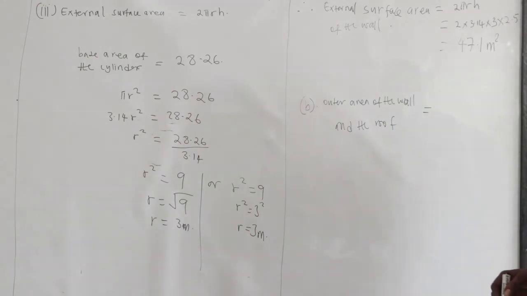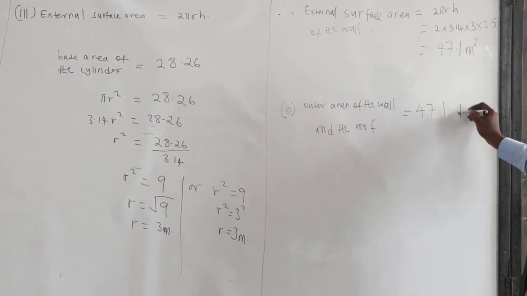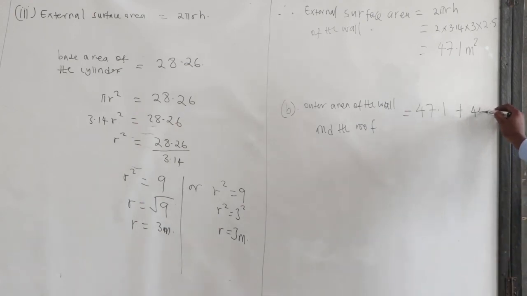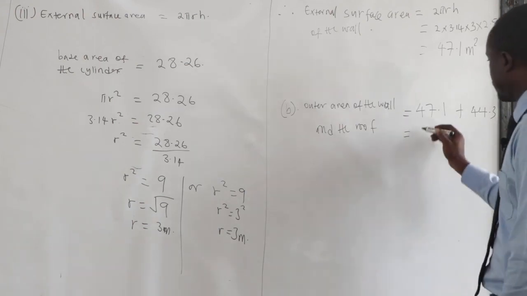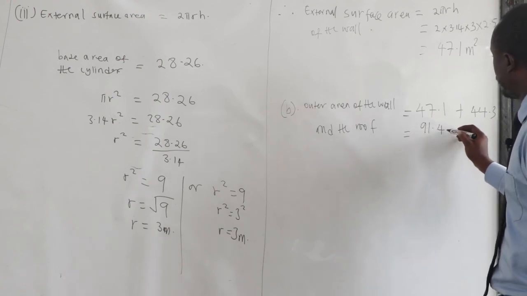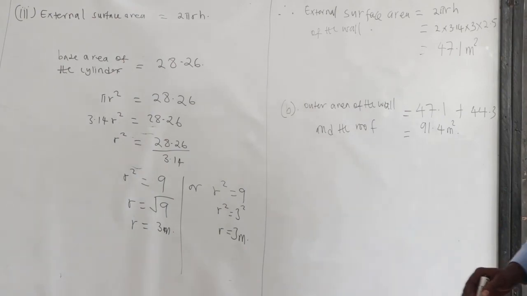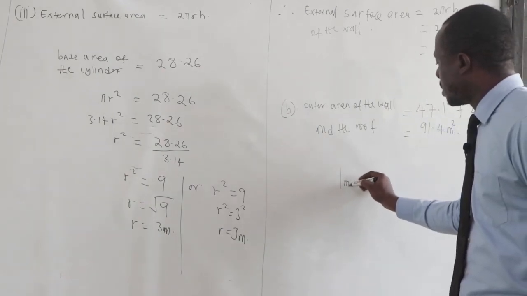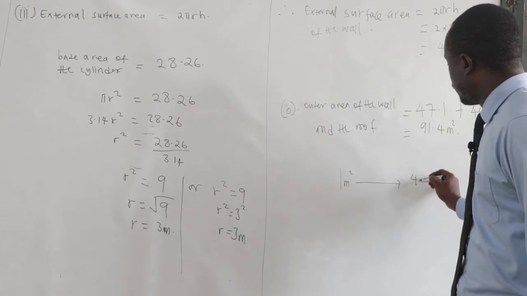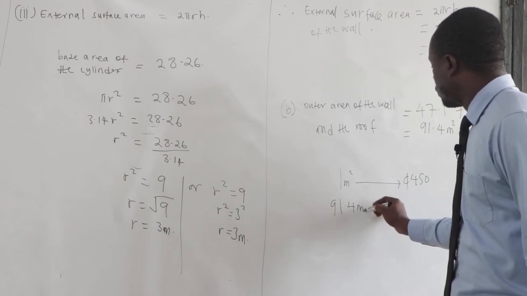Now, what is the outer area of the wall? The outer area of the wall we found to be 47.1. And then the roof, what did we get? We had 44.3. When we add these two, we are getting 91.4 meters squared. Now the question said that the cost of painting a square meter is 450 cedis. So 1 square meter is 450 cedis.